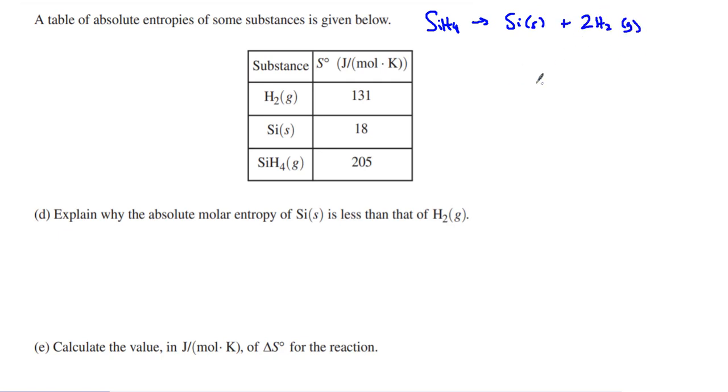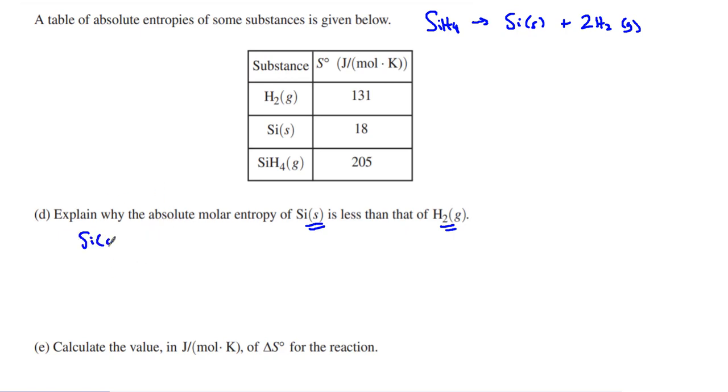Anytime they have you do a balanced reaction, you're probably going to use that in some sort of molar ratio or stoichiometry, or even thermodynamics or kinetics, something where you're going to use that. And the first thing they ask us in part D, after giving us a table of absolute entropies, is explain why the molar entropy of silicon is less than that of hydrogen gas. And let's just think about that.